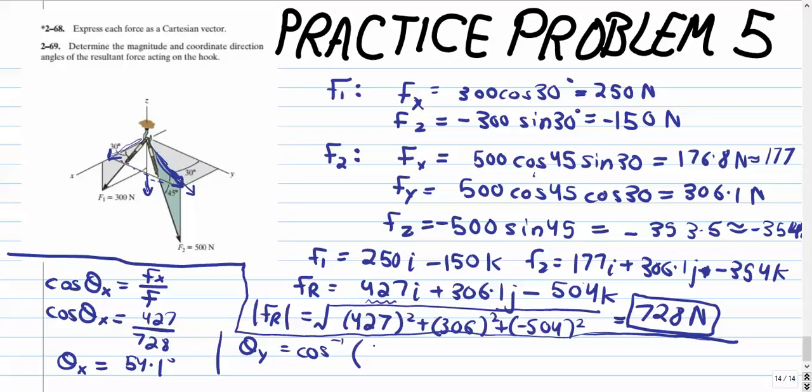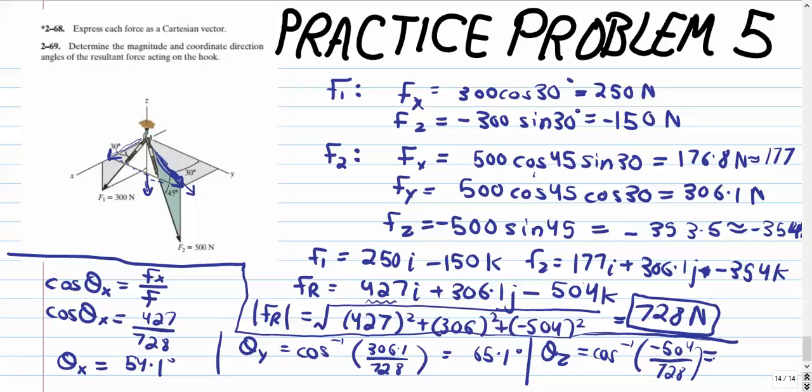Now solving for theta y in a similar fashion, we get the component along the y direction, which is 306.1, divided by the resultant magnitude, and we get 65.1 degrees. And lastly, for theta z, negative 504 over 728, we get 135.8 degrees. So this was a simple and easy procedure for this question.